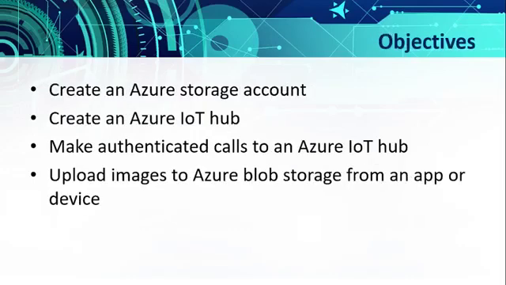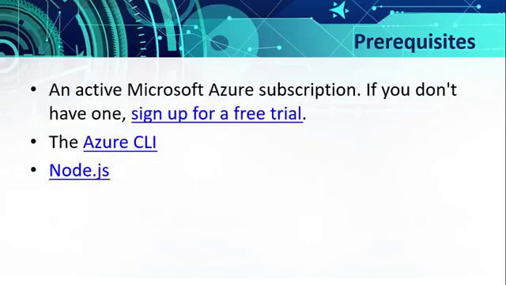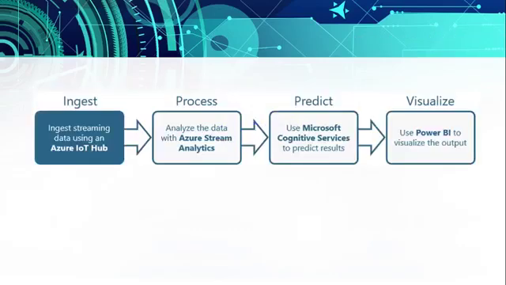For today's objective, you will learn how to create an Azure Storage account, create an Azure IoT Hub, make an authenticated call to an Azure IoT Hub, and upload an image to Azure Blob Storage from an app or device. For the prerequisites, you need an active Microsoft Azure subscription. If you don't have one, please sign up for a free trial. You also need the Azure CLI and Node.js. Here is today's first lab.